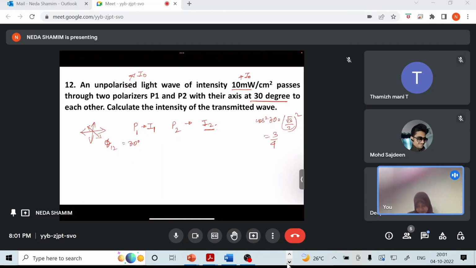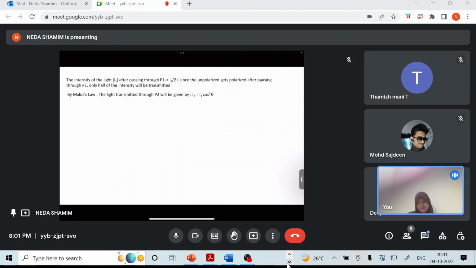So how am I getting this? It's very simple. I0 after passing through P1 will become I0 by 2. Now I am passing it to P2. Malus's law says that this will be I0 by 2 cos square of the angle through which it is going. That angle is 30 degrees. Very simple question but very intuitive. So the intensity of light I1 after passing becomes I0 by 2. Unpolarized light gets polarized after passing through P1, and only half the intensity will be transmitted.